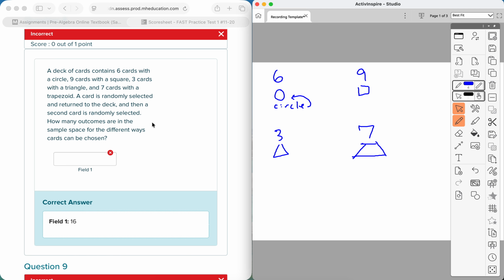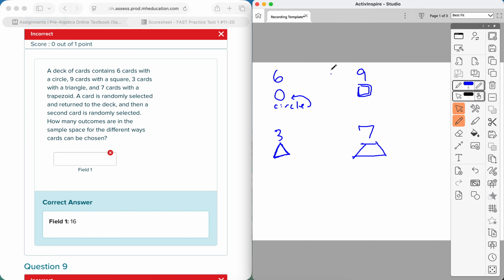There you go. Okay, a card is randomly selected and returned to the deck, and then a second card is randomly selected. How many outcomes are in the sample space for the different ways cards can be chosen? This is kind of misleading because it sounds like they're giving us these numbers like they're wanting a probability, but then they just ask for the number of outcomes. So they're definitely trying to trick you with that.